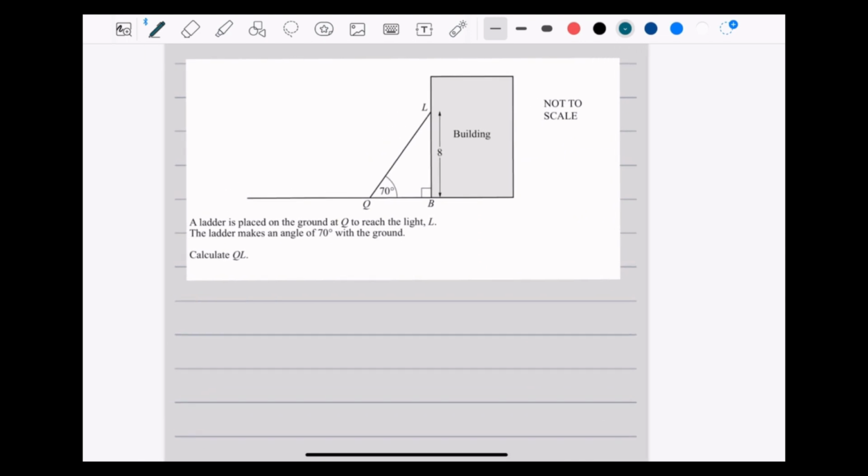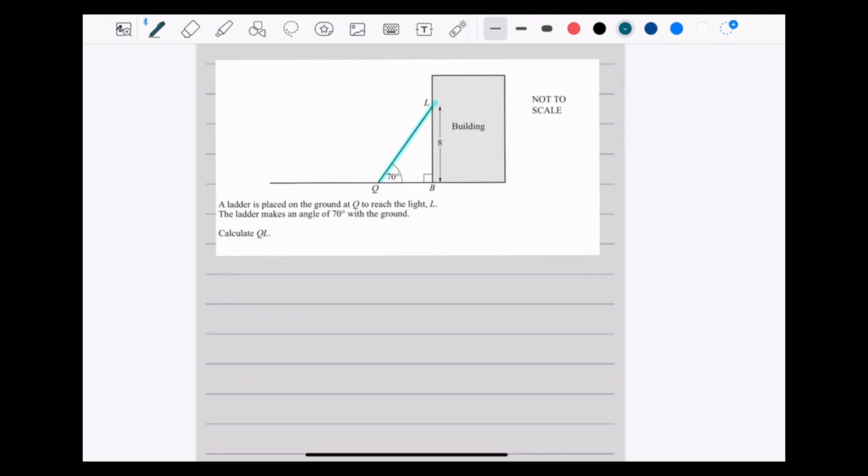Now a ladder is placed on the ground. So this is the ladder here, and it is placed on the ground at Q to reach the light L. The ladder makes an angle of 70 degrees. Calculate QL. Which means technically QL is going to be the length of the ladder.